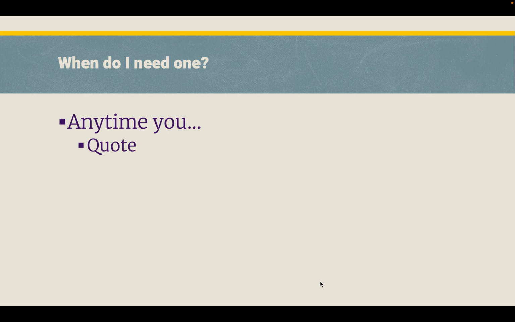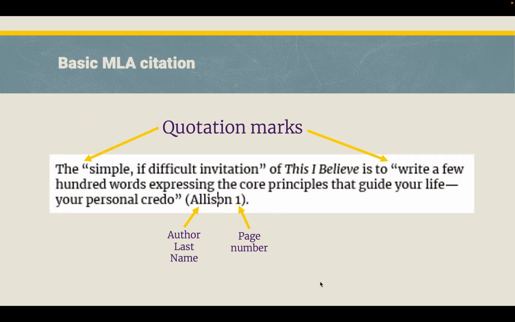So as I said, an in-text or parenthetical citation needs to be provided anytime you quote, paraphrase, or discuss a source in your text. In MLA, all you need in order to do this is the last name of the author and the page number that the quote or the piece of information comes from, though there are sometimes some exceptions to this, and I'll talk about those in a moment.